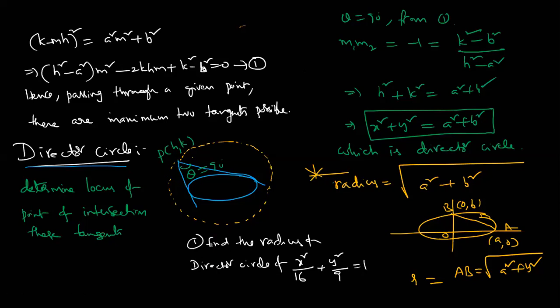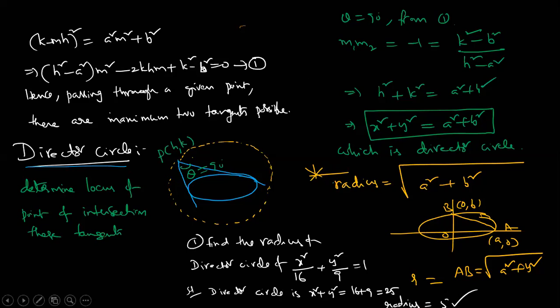So, find the radius of the director circle. What is the equation of the director circle here, anyone? Director circle is x square plus y square is equal to 16 plus 9, that is 25. So what is the radius, dear student? 5. Good, right? You can proceed.